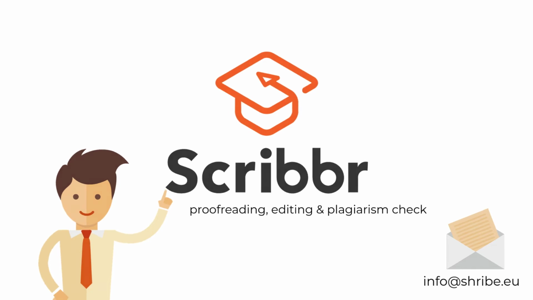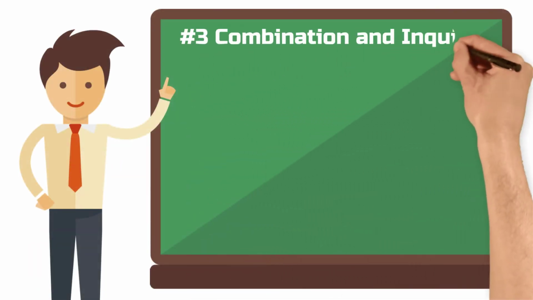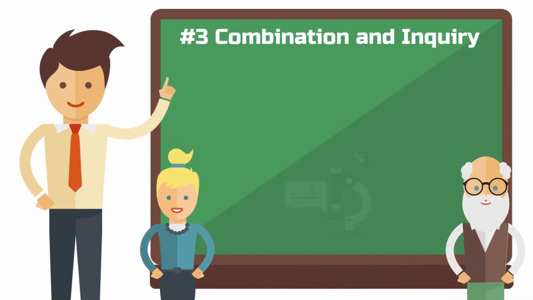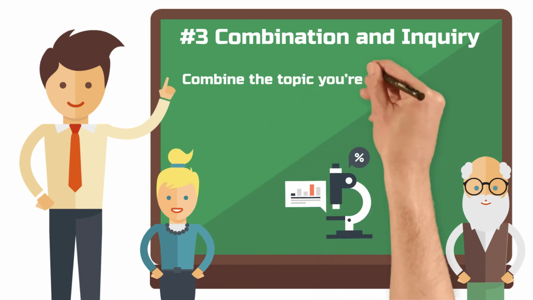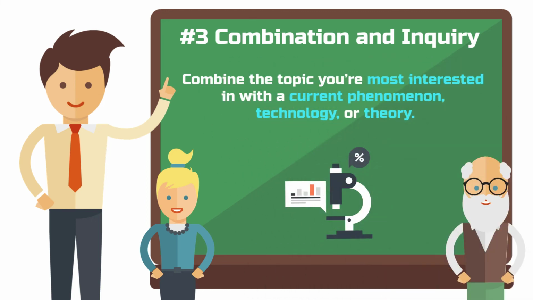Step 3. Combination and inquiry. To avoid choosing the exact same topic that has already been researched by your supervisor, you need to add a little original twist to your topic. If you didn't find what you were looking for in the calls for papers, or if people in your discipline tend to only publish research in books, try the following. Combine the topic you're most interested in with a current phenomenon, technology, or theory.